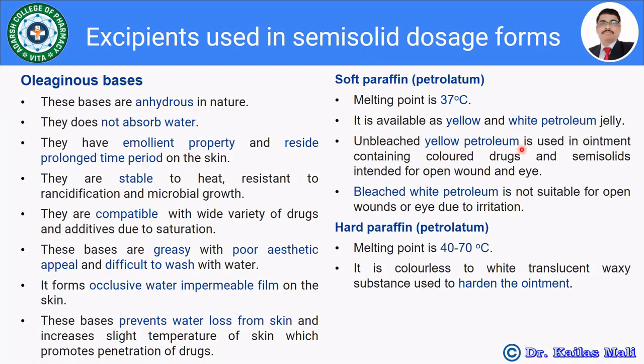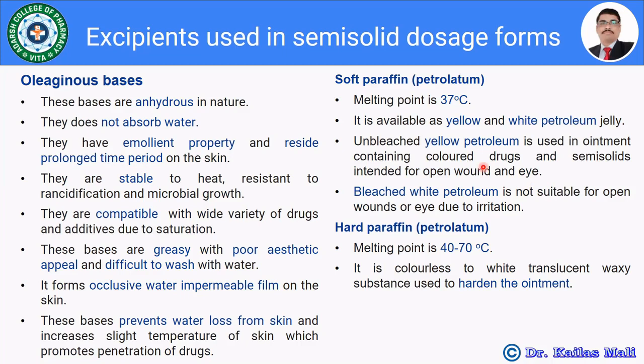Unbleached yellow petrolatum is used in ointment containing colored drug. As I have said, there are two types of petrolatums available in the market. The very first one is yellow, and the second one is white petroleum jelly. White petroleum jelly is a bleached form of the yellow petroleum jelly, isn't it?